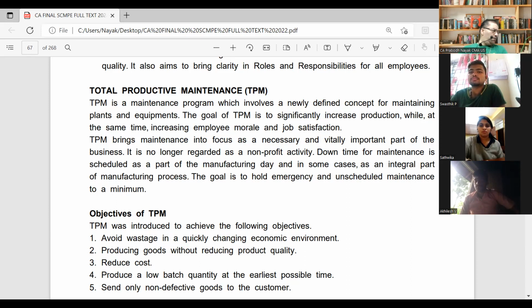Okay. So, when we are talking about maintenance, many of the people are of the opinion that maintenance is required, but it does not lead to any profit. However, in reality, it actually affects profit. How? If the maintenance is not done on a regular basis, then the profits will be affected because production will be affected.